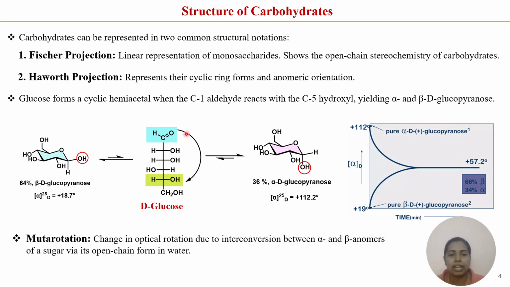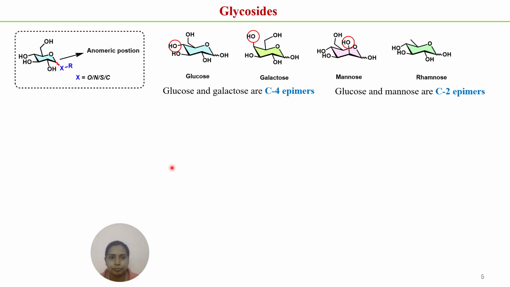When this C1 aldehyde reacts with the C5 hydroxyl group, it gives alpha and beta configuration. Here this is the alpha because the OH group is below, here this is beta because the OH group is above. So in aqueous solution, glucose interconverts between these alpha and beta D-glucopyranosides via this open chain structure. So this is called mutarotation.